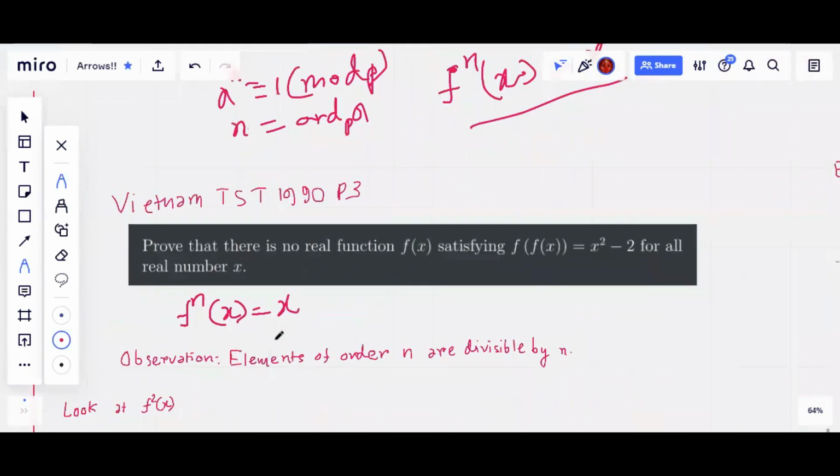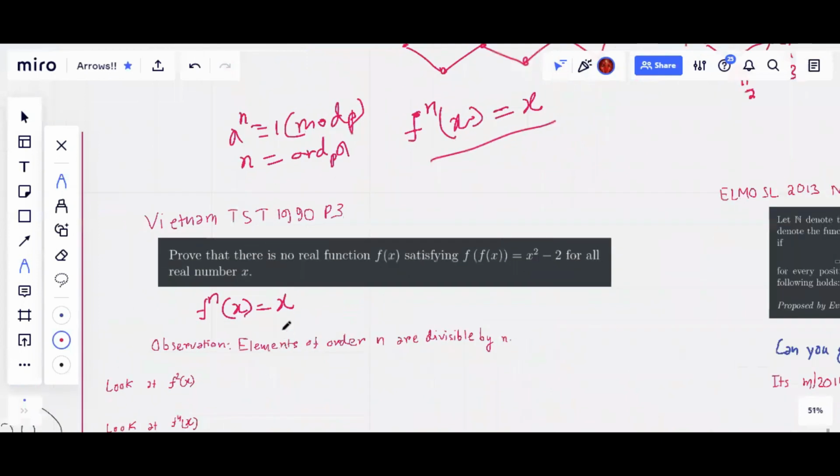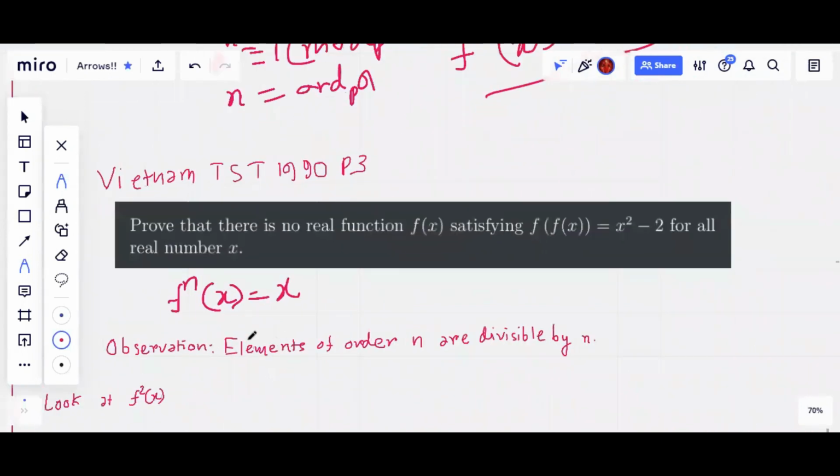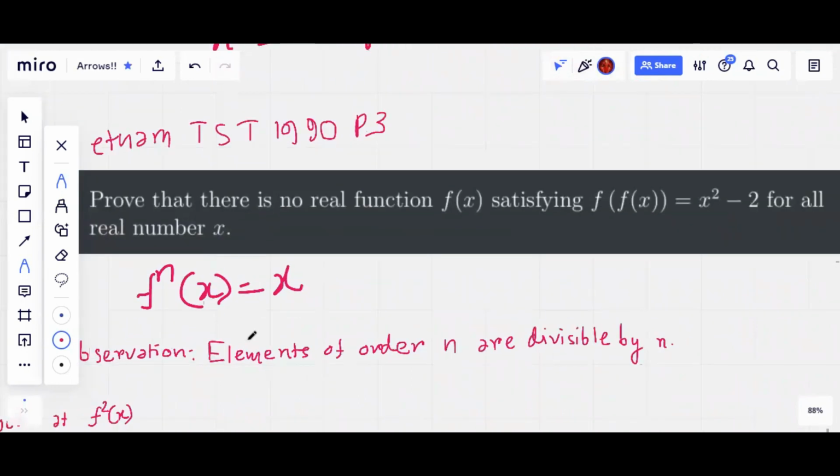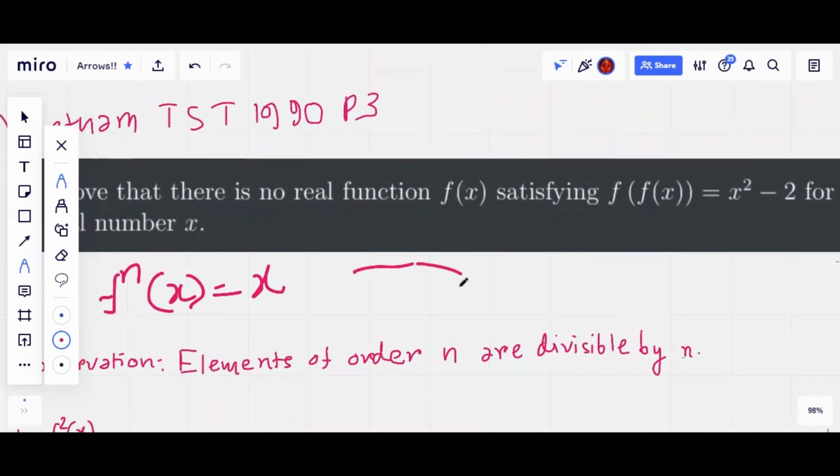So one observation is that elements of order n are always divisible by n. Can you think of why? It's because the elements are in cycles of length n. So they must be divisible because say the length of the cycle is n. You have a lot of vertices.